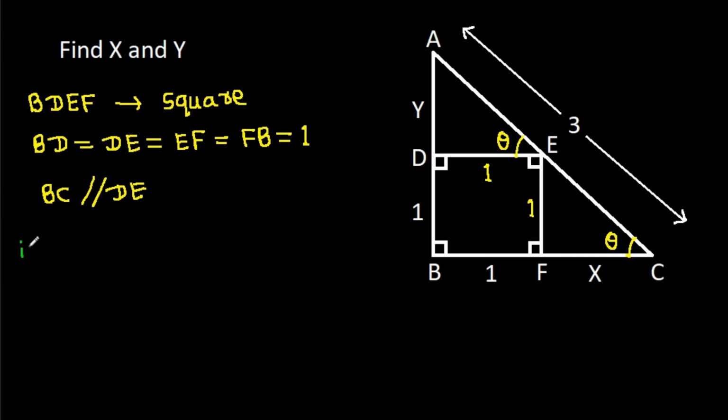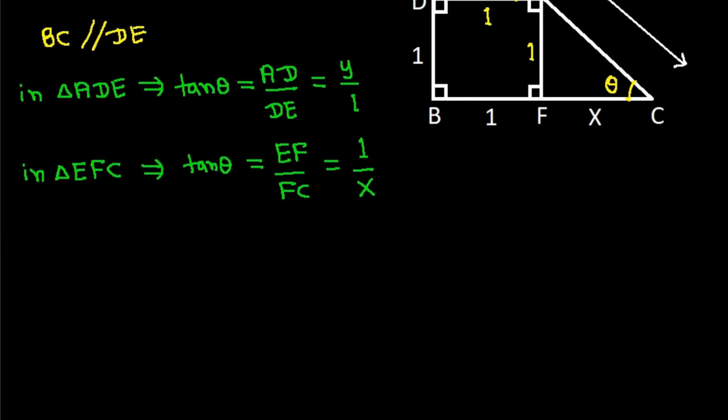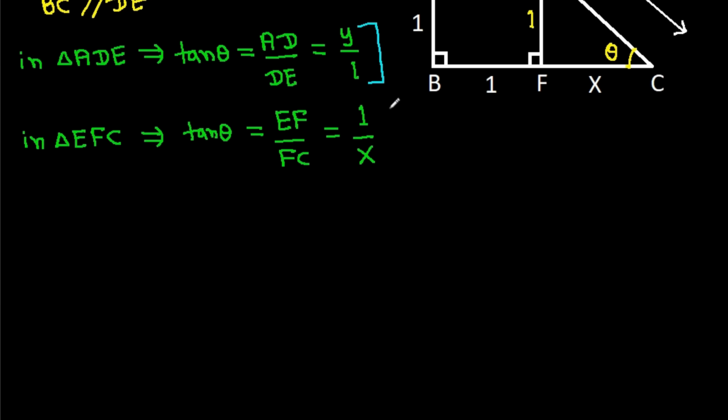And now, in triangle ADE, tan theta will be AD by DE, that will be y by 1. And in triangle EFC, tan theta will be EF by FC, that will be 1 by x. So from these two equations, we can say that y by 1 is equal to 1 by x. So we get y is 1 by x.